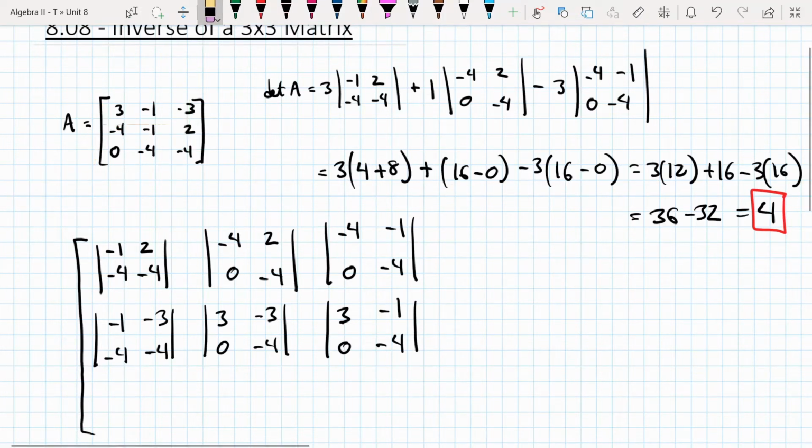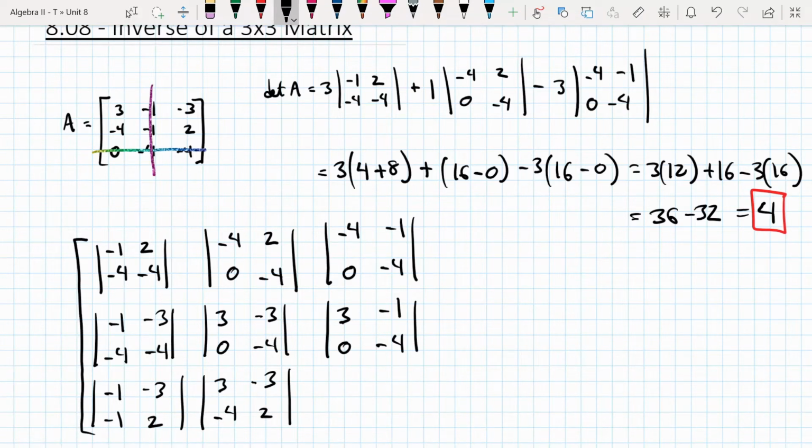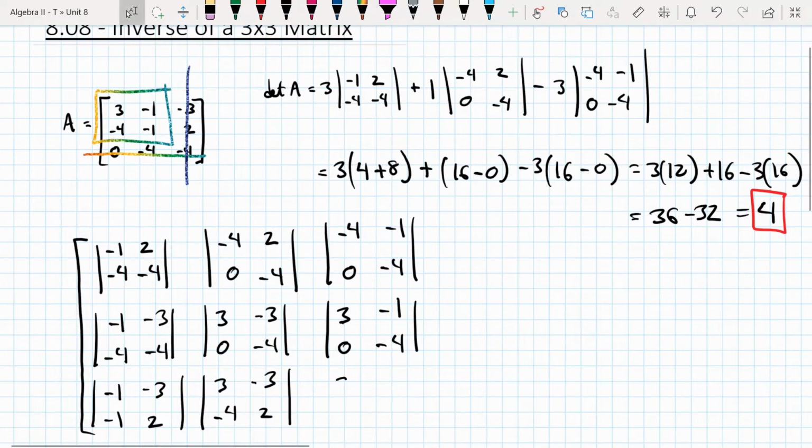Okay, now we're in the last row. So third row, first column. It's going to be everything left here in the top right: -1, -3, -1, 2. Third row, second column: 3, -3, -4, 2. And then lastly, the third row and the third column. What's left are these four numbers over here. So 3, -1, -4, -1.